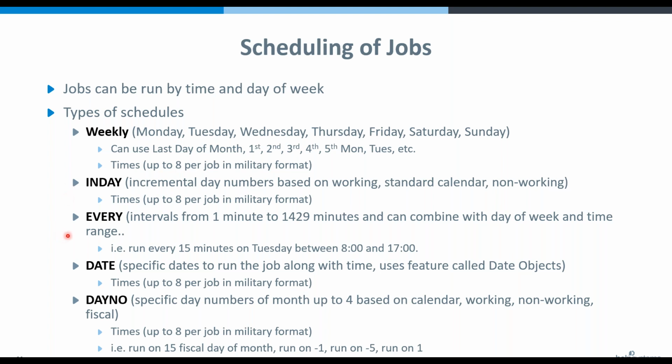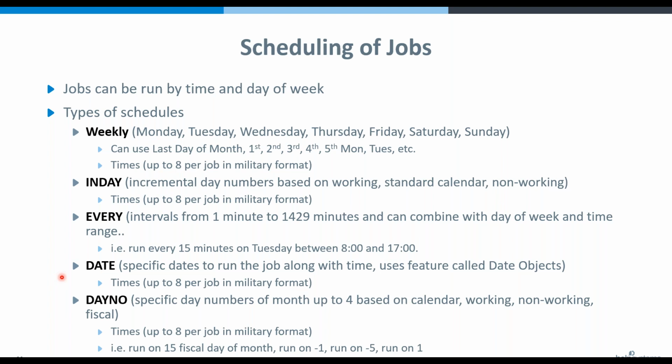We have every jobs for intervals. So instead of having all those never-ending jobs that are out there running all the time, we can submit a job every minute, every 5 minutes, every 15 minutes. We can also do between exception scheduling, where we can say, run this every 15 minutes only on Tuesdays between 8 a.m. and 5 p.m.